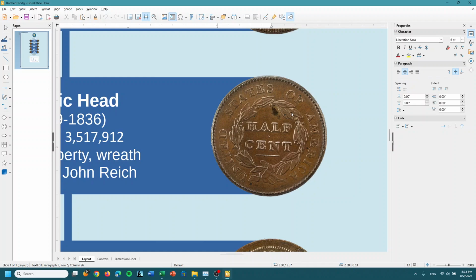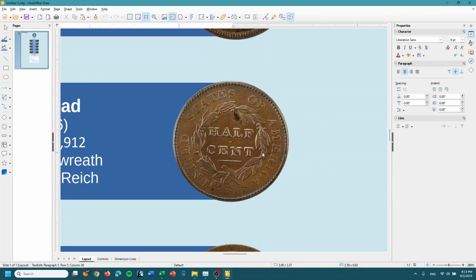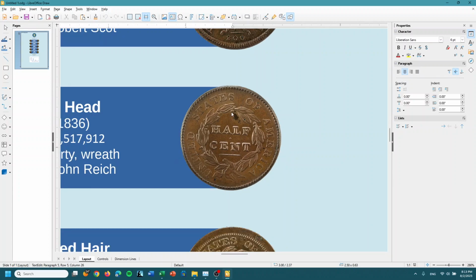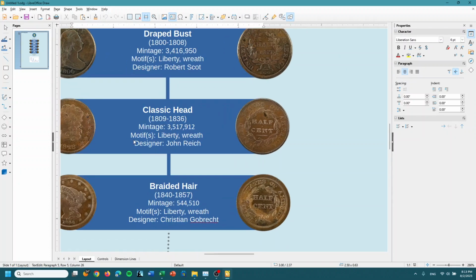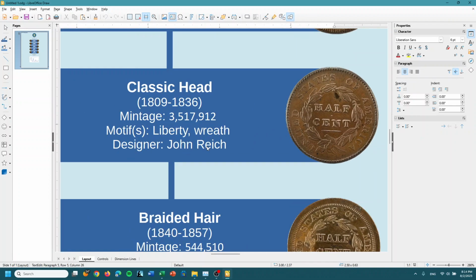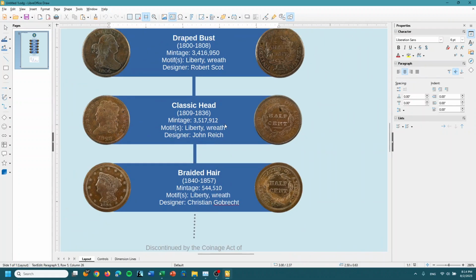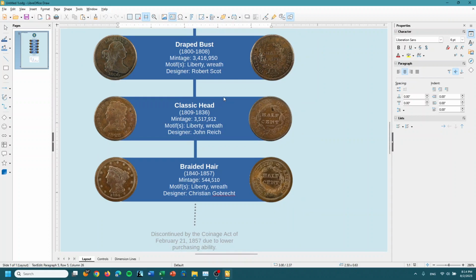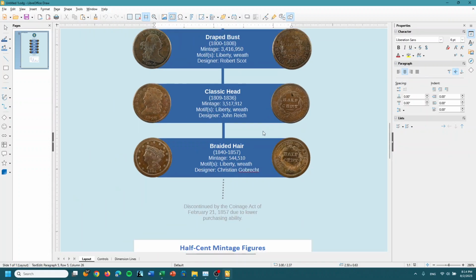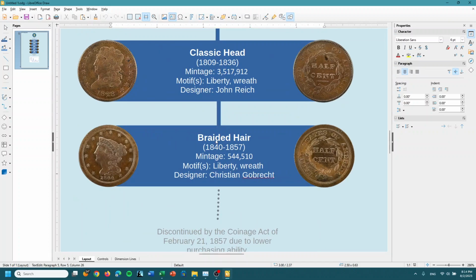And of course, on the backside, you have a different version of the wreath, but without the fraction, notably. Here, the designer was John Reich, and yeah, this design lasted up until 1836. No coins minted until 1840, and I'll get to that a little bit later. But for the next design, it started out in 1840 till 1850 and lasted till 1857. It's the braided hair design.